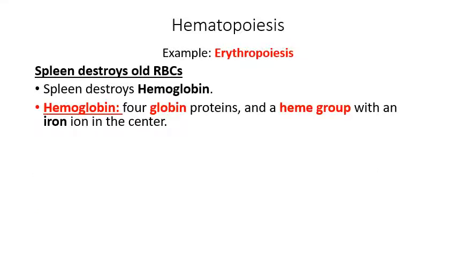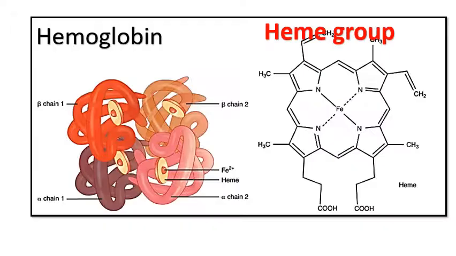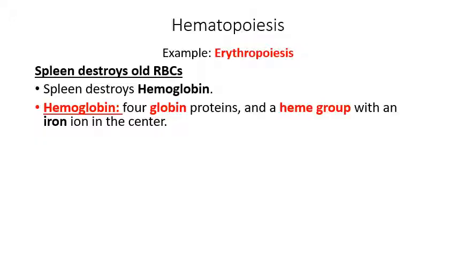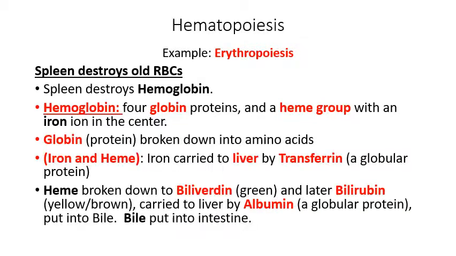All right, so hemoglobin is made of 4 globin proteins, which are encoded by 2 different genes, and a heme group with an iron in the center. We've seen this already. Globin is a protein, so in the spleen, the globin is broken down into amino acids. The iron and the heme group are carried to the liver by a protein called transferrin, which is also a globular protein.